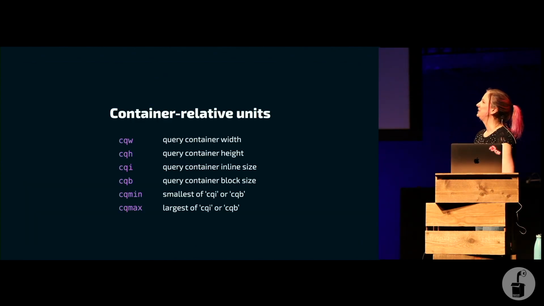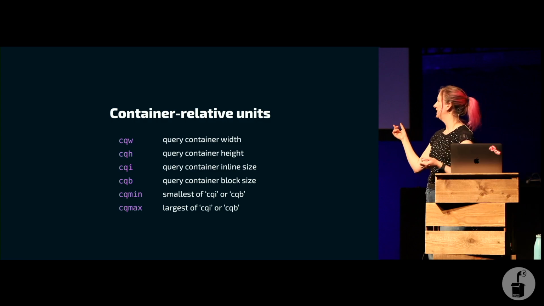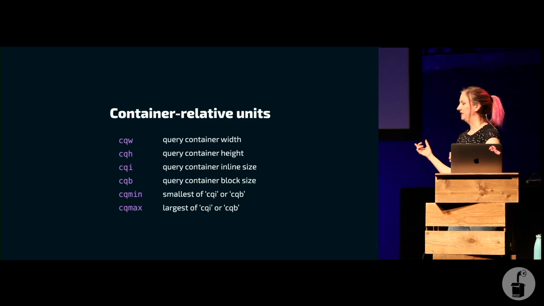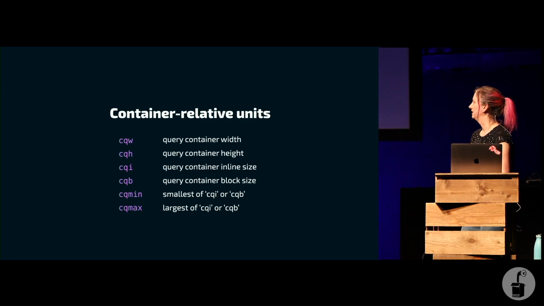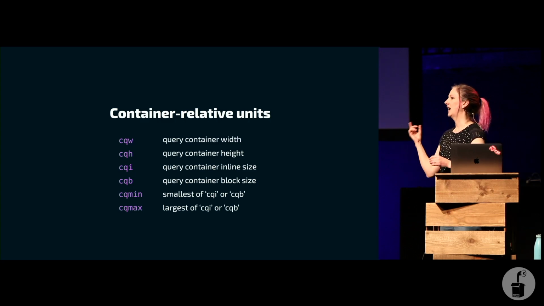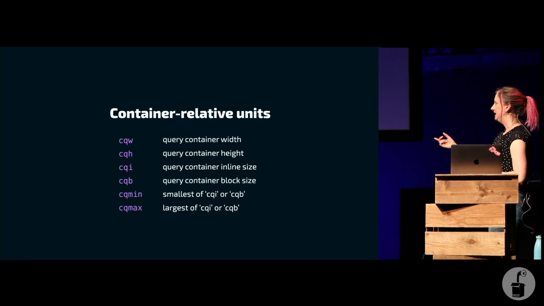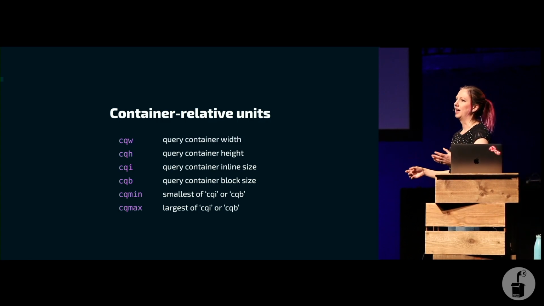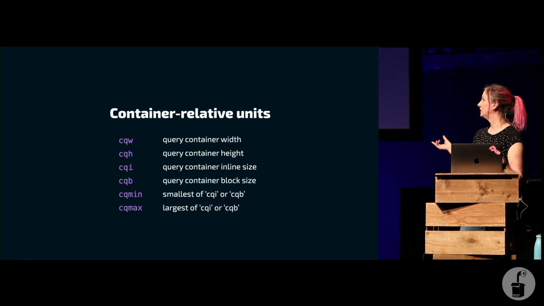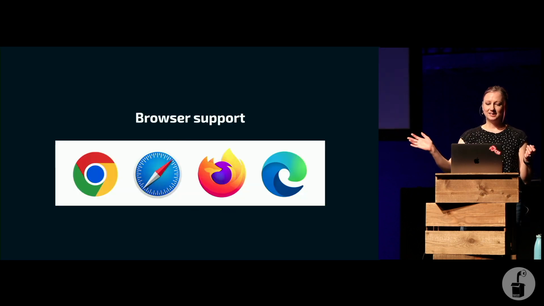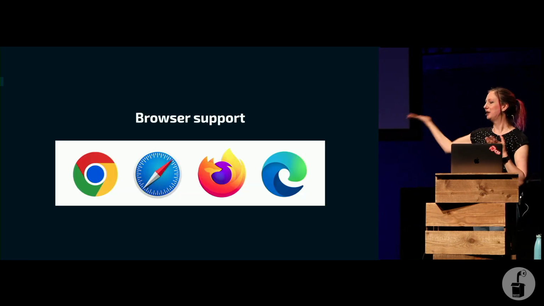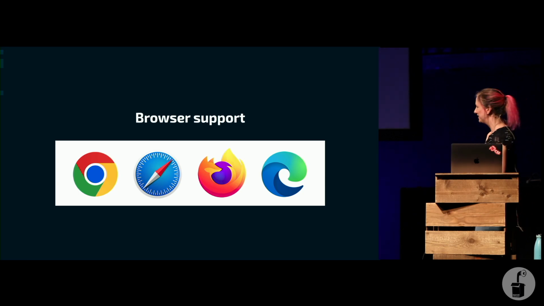So, container relative units. We have CQW and CQH, query container width and query container height, which are basically similar to VW and VH. Then CQI and CQB, query container inline size and block size, are the logical property equivalents. And then CQmin and CQmax work a lot like vmin and vmax. They will resolve to the smaller or the larger of those two values. And you can use container queries today because they're supported in all major browsers.